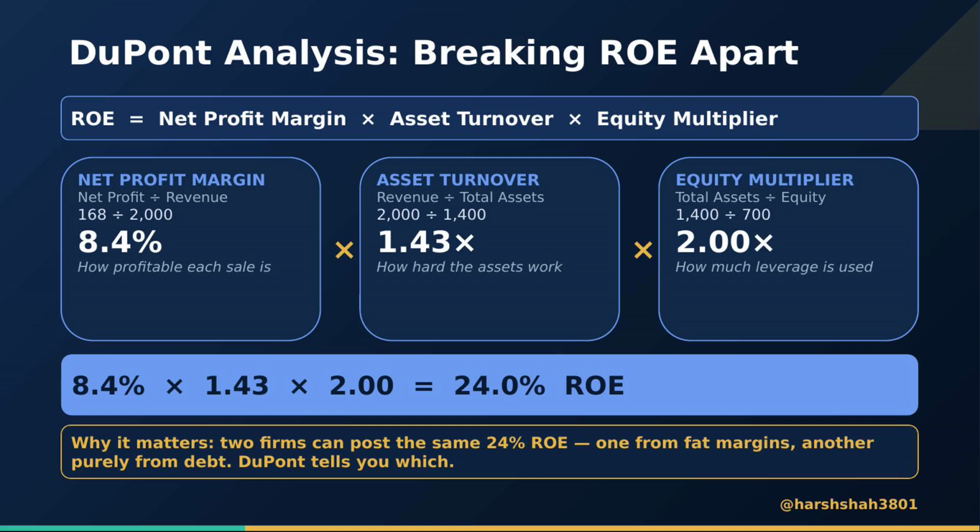That question brings us to DuPont Analysis. This is where we actually break ROE apart to see what's really driving it. The formula: ROE equals net profit margin times asset turnover times the equity multiplier. Let's work through each piece.